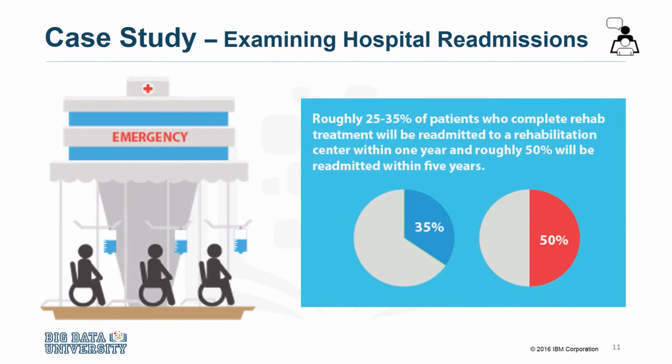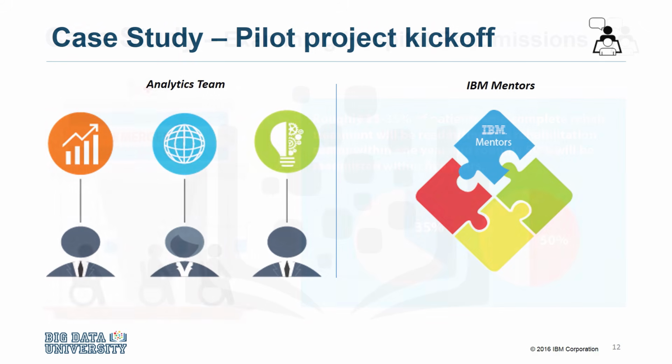With the goals and objectives in mind, it was found that approximately 30% of individuals who finish rehab treatment would be readmitted to a rehab center within 1 year, and that 50% would be readmitted within 5 years. After reviewing some records, it was discovered that the patients with congestive heart failure were at the top of the readmission list. It was further determined that a decision tree model could be applied to review the scenario to determine why this was occurring.